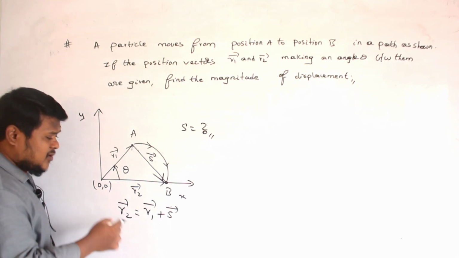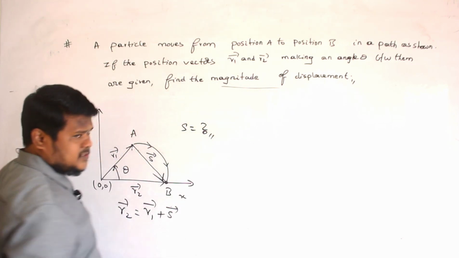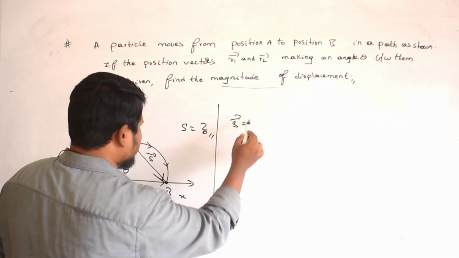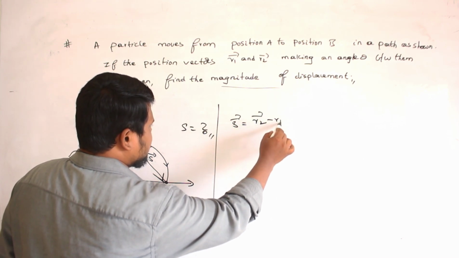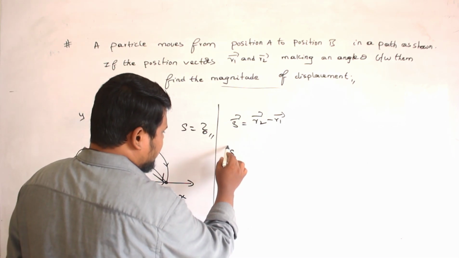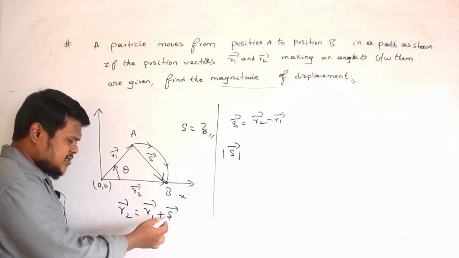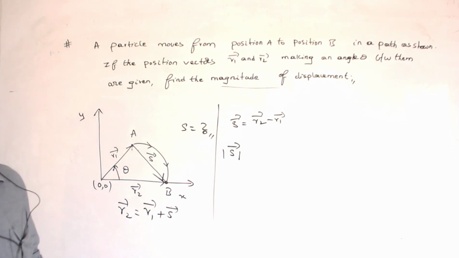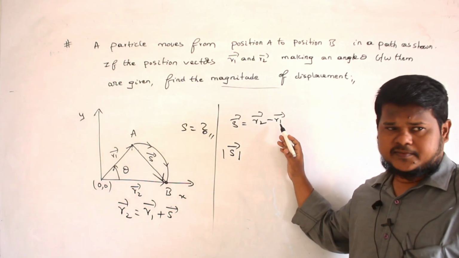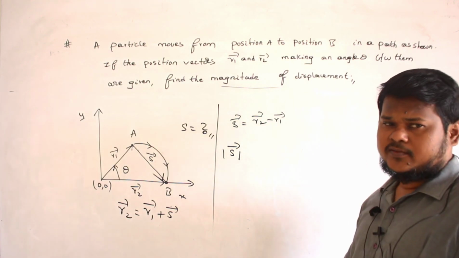But what I want is S dash, no? I want the displacement. That's what he is asking: find the magnitude of displacement. So if I want S dash, then how can I write the equation? I can write S dash is equal to r2 dash minus r1 dash. That's all. Then how to find the magnitude of this resultant? In vector form I have written S dash is equal to r2 dash minus r1 dash. Is this addition or subtraction? Subtraction, no? So I want to take the subtraction of r2 dash minus r1 dash. How can I do it?